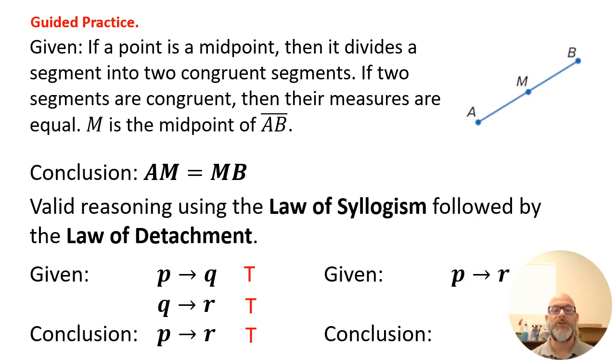Now, we start the law of detachment with if P, then R, which we determined previously. And now we're told M is the midpoint of line segment AB, which is P. So if P, then R, and P are both true, therefore, what can we necessarily conclude? R is also true by the law of detachment. All right, and that's where we get AM equals MB.